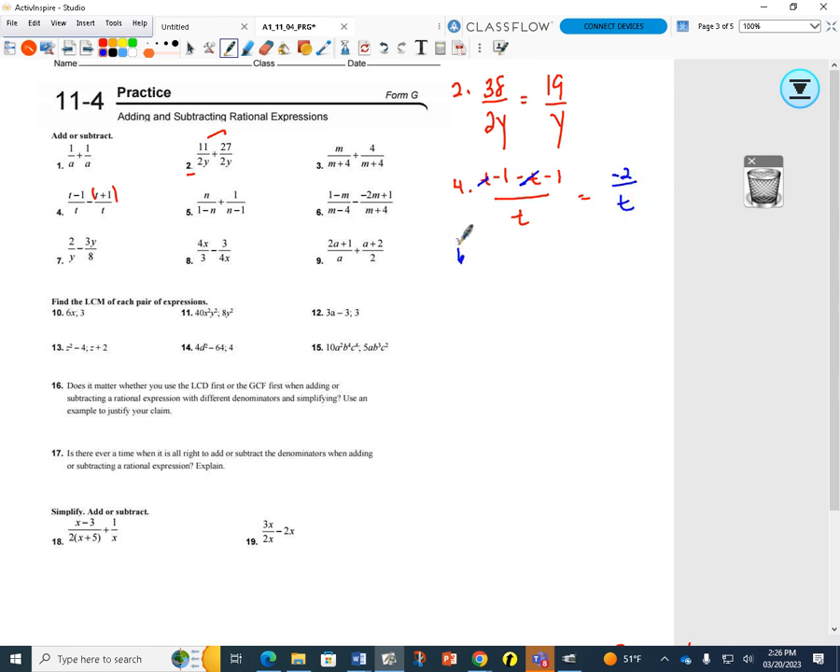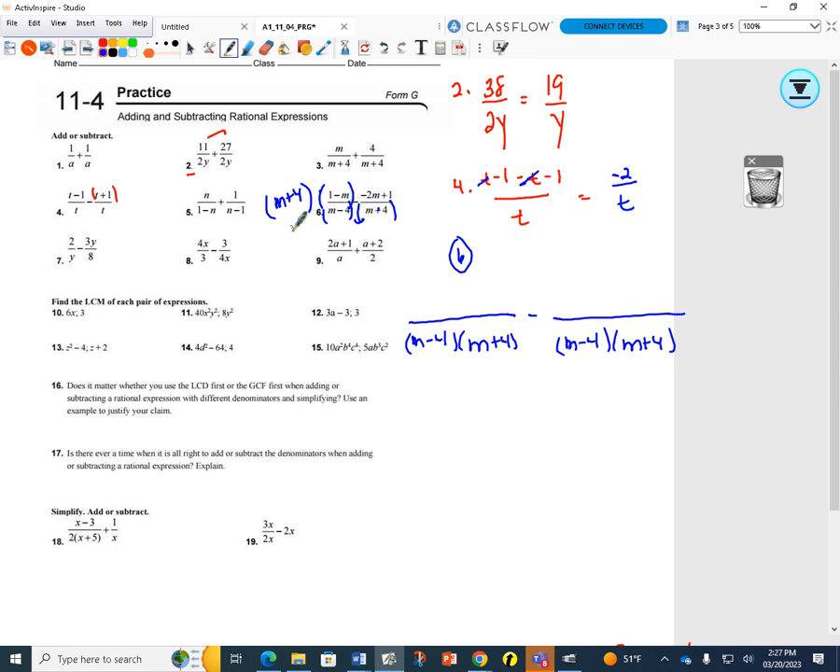All right, number 6. We're going to multiply these denominators to get a common denominator. So we're going to start with m minus 4 times m plus 4 on the bottom here, minus m minus 4 times m plus 4 on the bottom here. That's how we're getting our common denominator. We have to multiply this times m plus 4 on the bottom, so we're going to multiply the top by m plus 4.